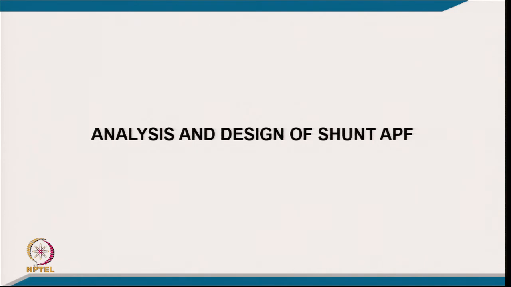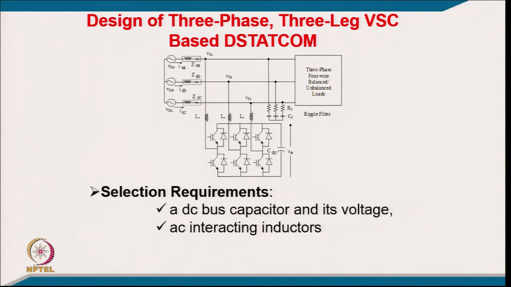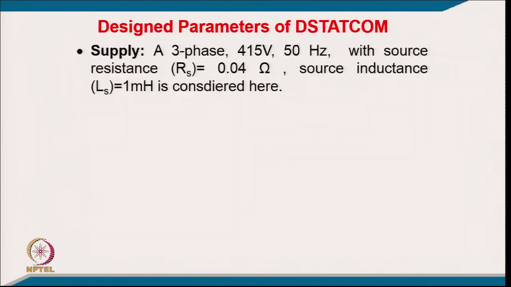Coming to the analysis and design of this shunt active filter, we have a typical example of a 3-phase 3-wire system with a 3-phase bridge. We have a capacitor, devices, an interfacing inductor, and a ripple filter, RF and CF, for deciding the compensation for your 3-phase loads. The selection requirements are a DC bus capacitor and its voltage, an interfacing inductor, an injection and isolation transformer, and a small passive filter.